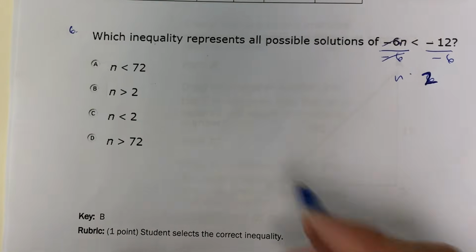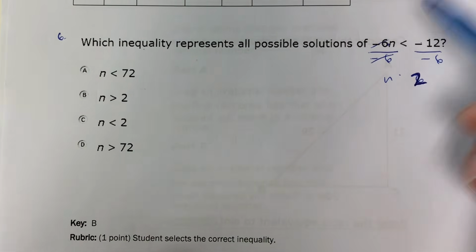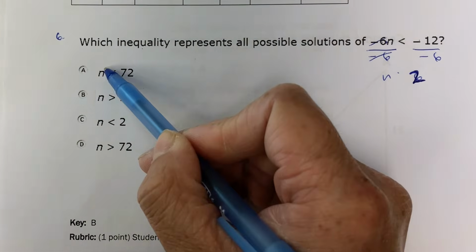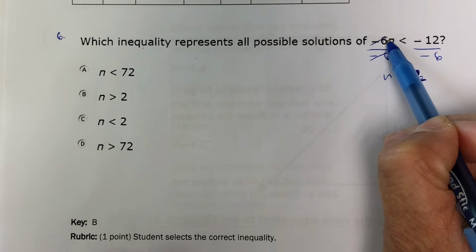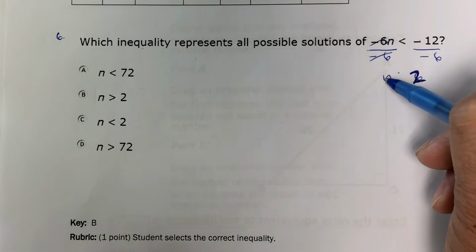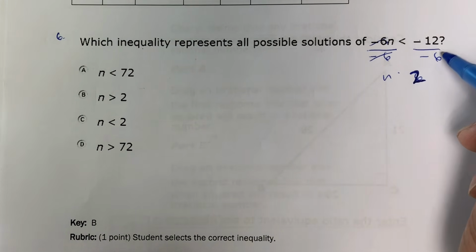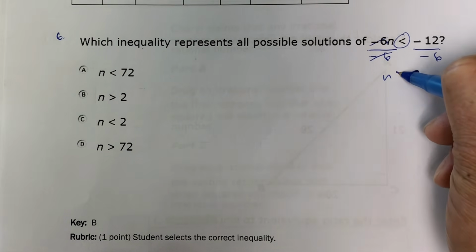Alright, here we have question number 6. Which inequality represents all possible solutions of negative 6n less than negative 12? We recognize that we have to get n by itself here, so this is multiplication. I'm going to do the opposite or inverse. I'm going to divide both sides by -6. This gives me n, and -12 divided by -6 is 2. And then we have to actually flip the inequality sign.